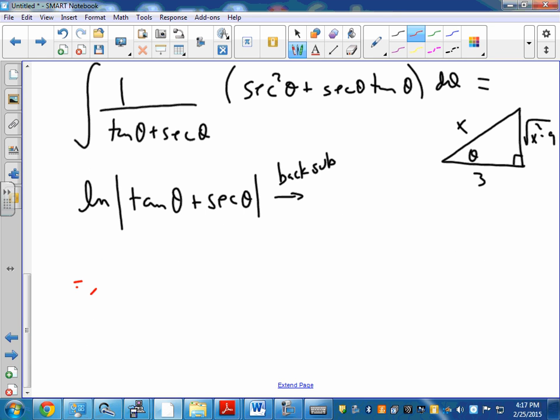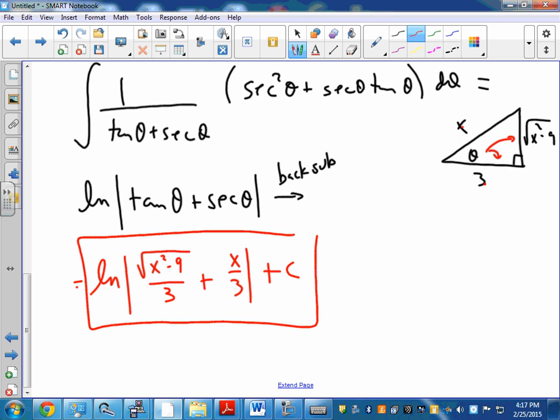So here's our final answer. Natural log. What is the tangent of theta? Look at the picture. The tangent of theta is opposite over adjacent. So we write the square root of x squared minus 9 over 3. And what is the secant of theta? Let's see, the cosine of theta is 3 over x. So the secant of theta is x over 3 plus a constant. Now we're done. Hard problem.